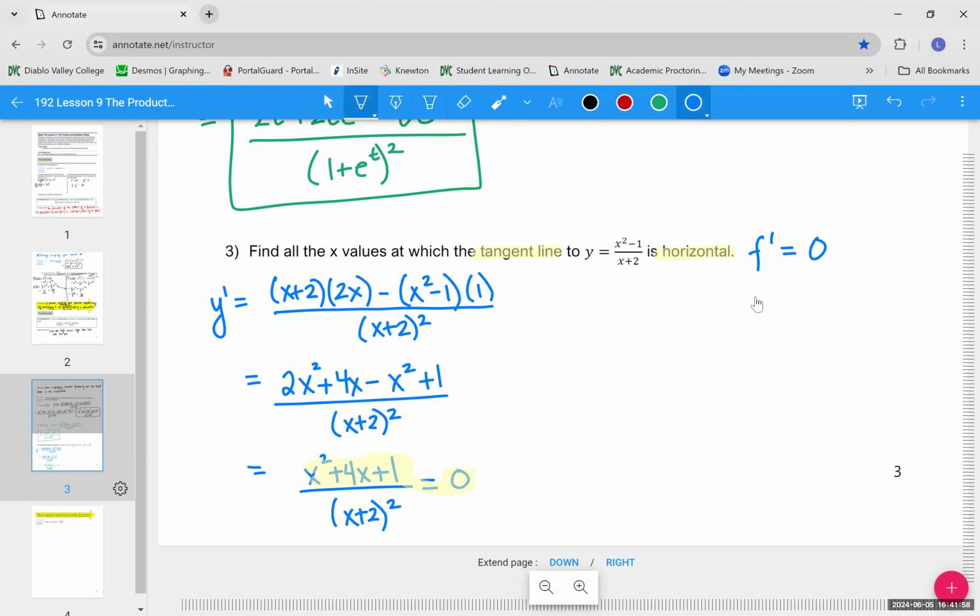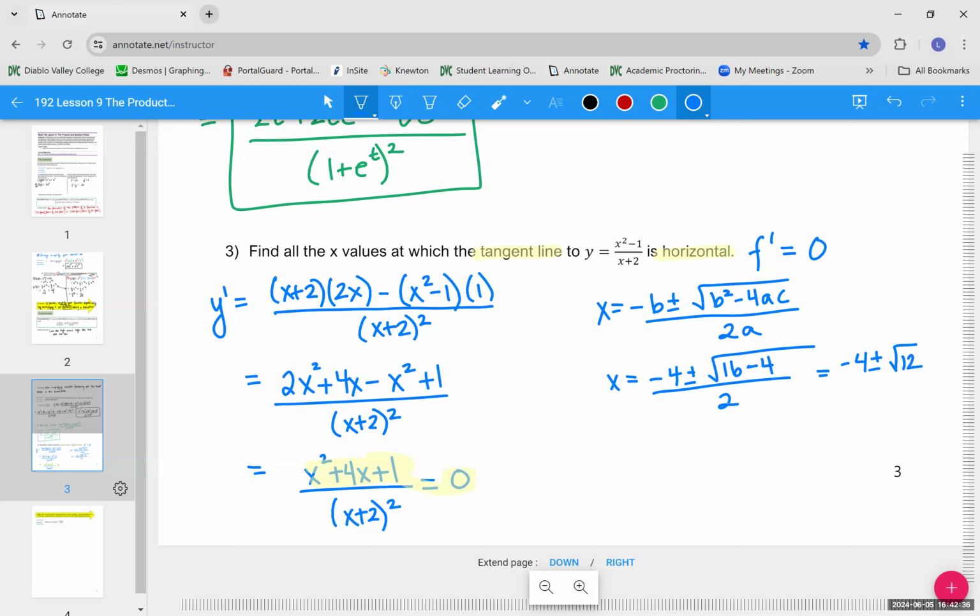Now, a quick check will tell me that that's not going to factor. I can't factor x squared plus 4x plus 1. So I think I'm stuck in quadratic formula land. So we'll have -4 plus or minus the square root of 16 minus 4 all over 2. And we'll just simplify that a little bit.